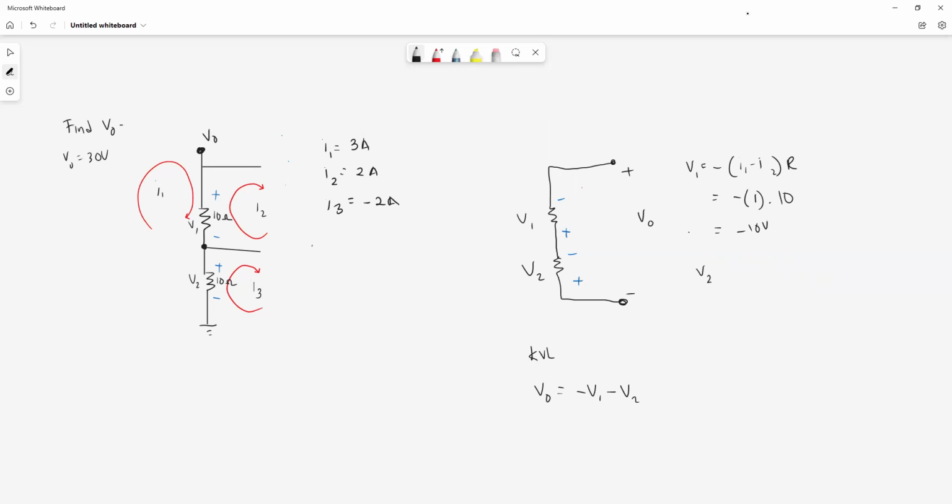And what about V2? Right now, I3 is entering the positive terminal here, meaning that you will obtain positive I3 multiplied with the resistor. You substitute the value of I3, so it will be negative 20 volt. Then you substitute these values, negative 10 and negative 20, and you will obtain 30 volt.